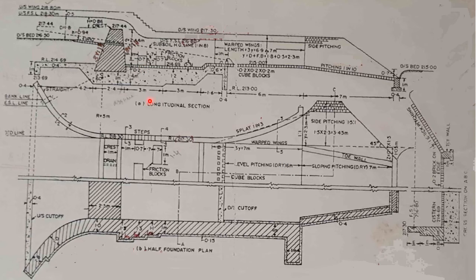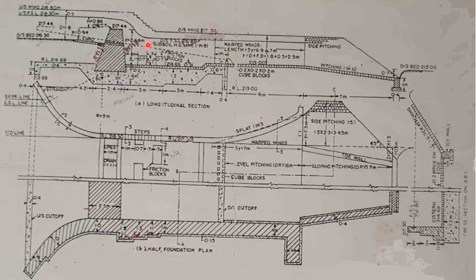Now look here. The top one is the longitudinal section. This is a half foundation plan. That means the top half shows the actual plan and the bottom half shows the plan at the foundation level. Then there is a lateral section. See, this is a lateral section, and that section is along this line A, B, C.